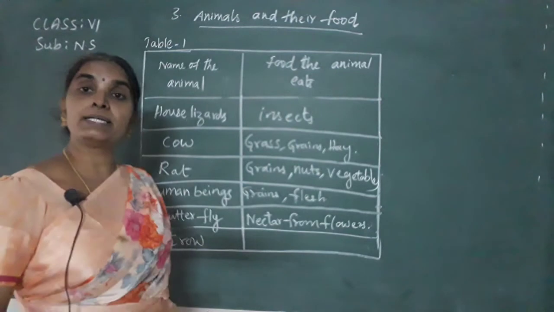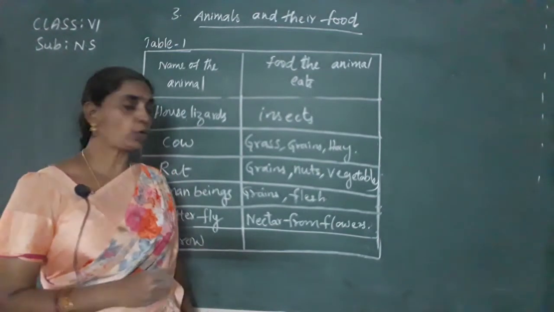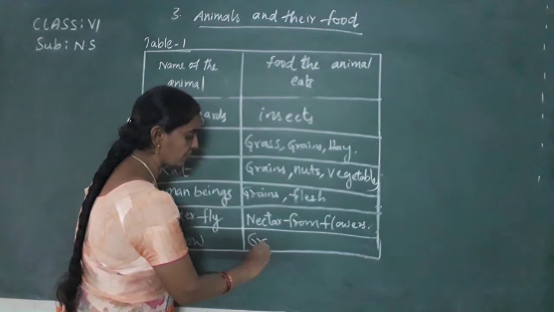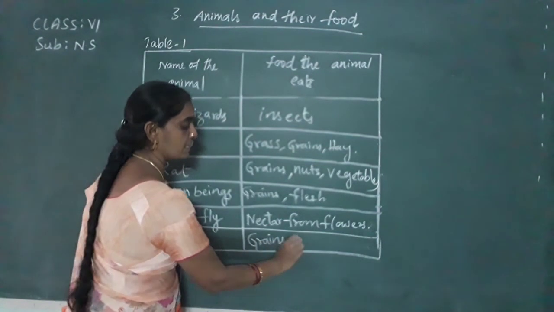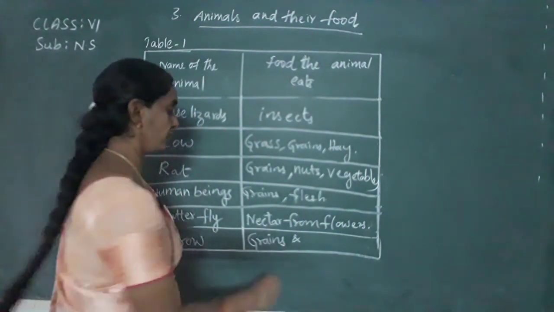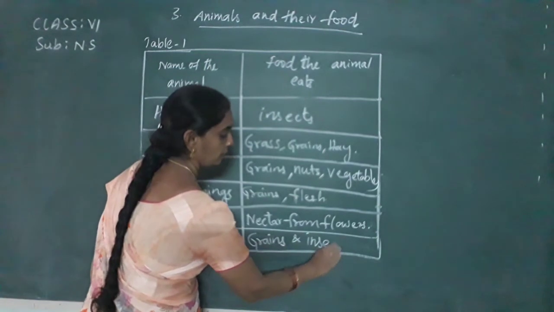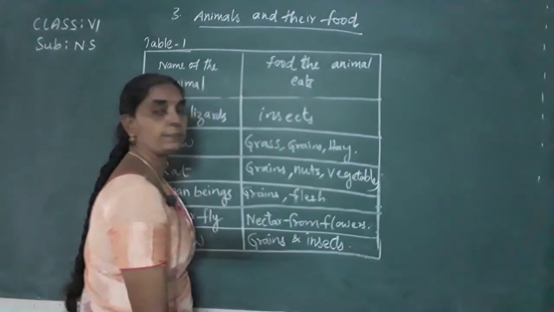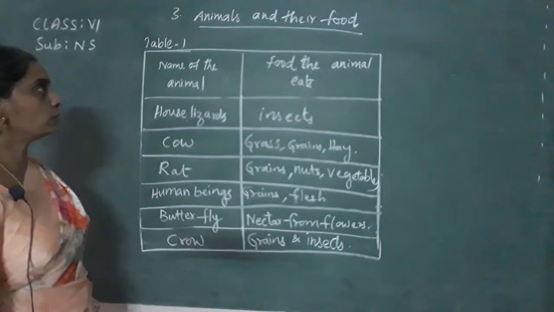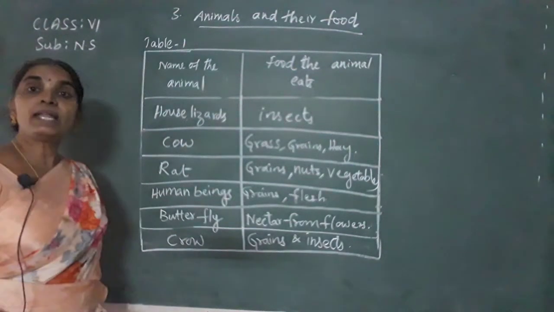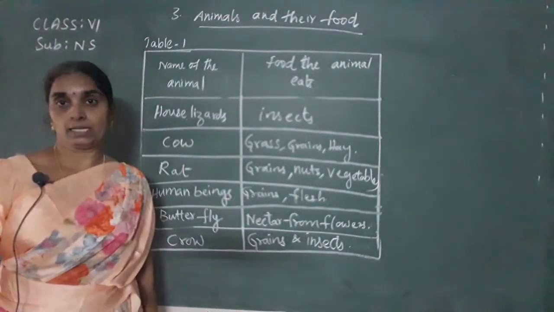Next, crow. Crow also depends on both plant products like grains. It also eats grains. And also it depends upon the insects for its food. Hope you have understood this table, children, clearly now. So this is about the food habits of different animals.